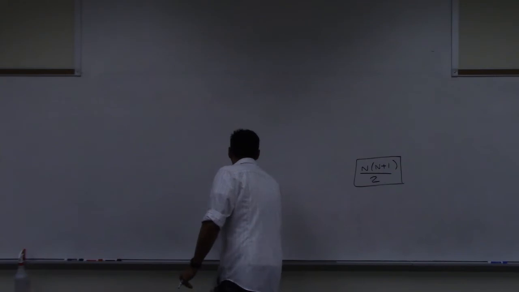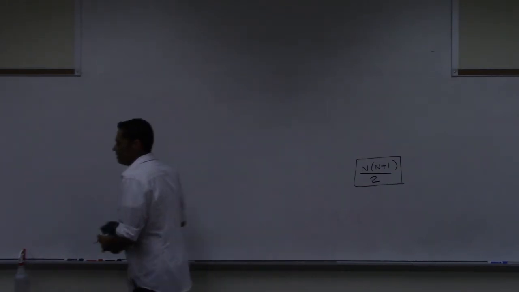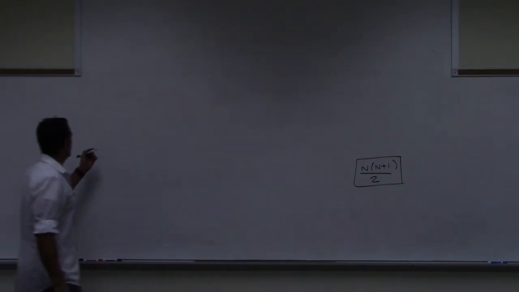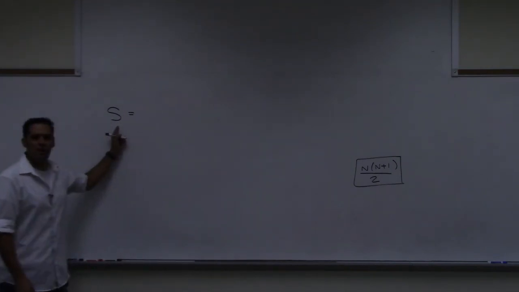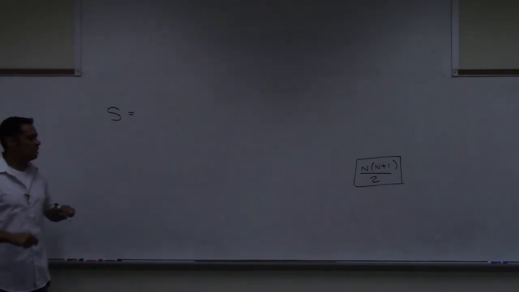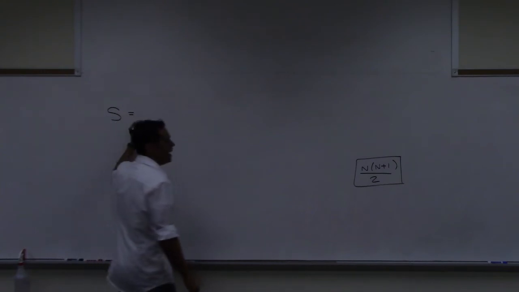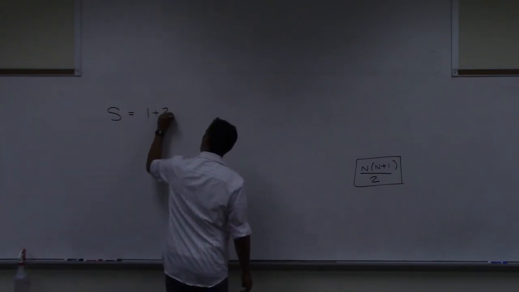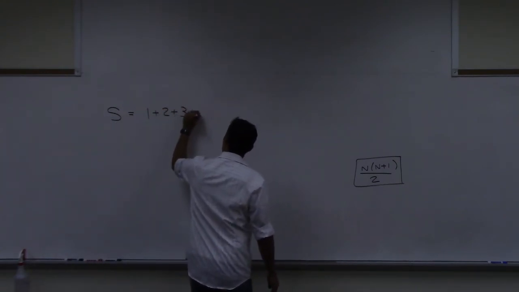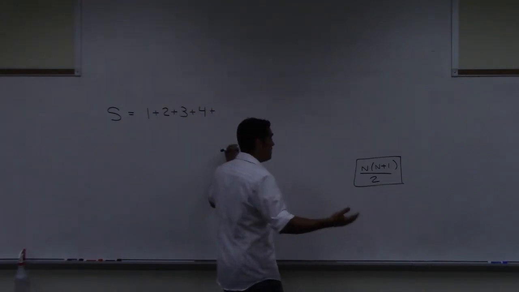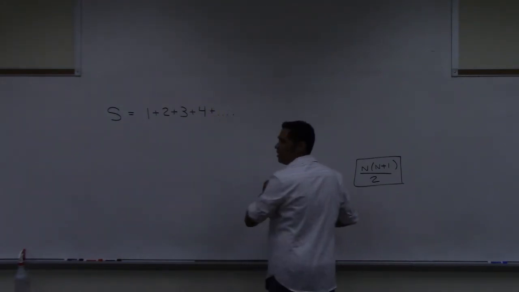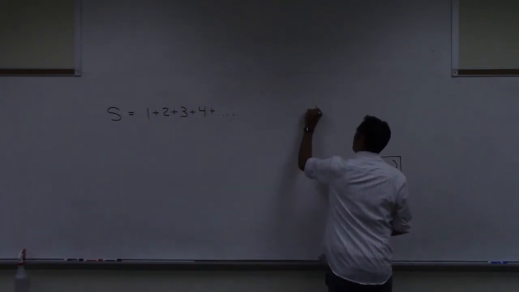Now, since this is a pre-cal class, I'm going to show this to you, assuming that you can get to a certain place here. So let me start with this. Let's call S, which stands for sum, the sum of the first n numbers: 1 plus 2 plus 3 plus 4 plus, now I don't know where I'm going to stop, right? I'm going to keep going until I get to n. Do you agree? So I'm going to put n down here.